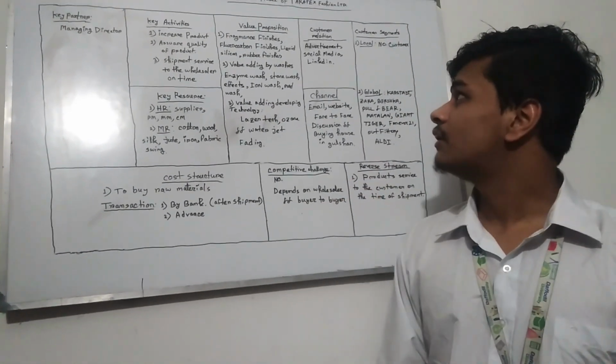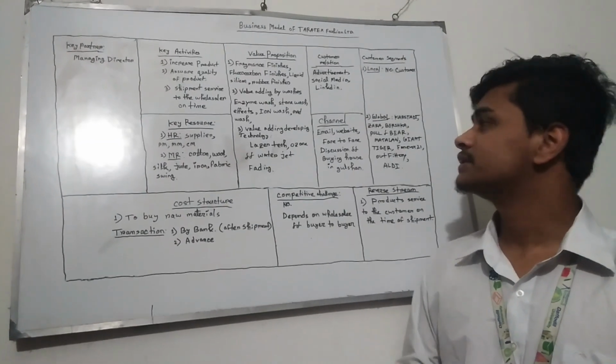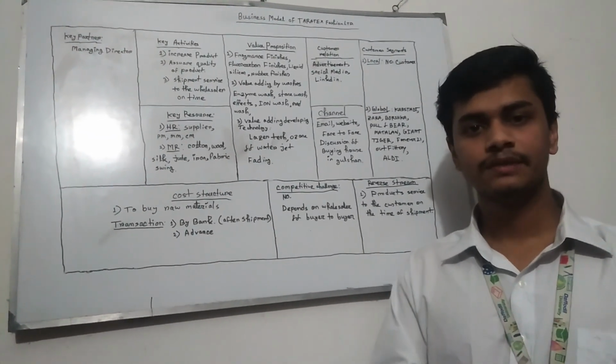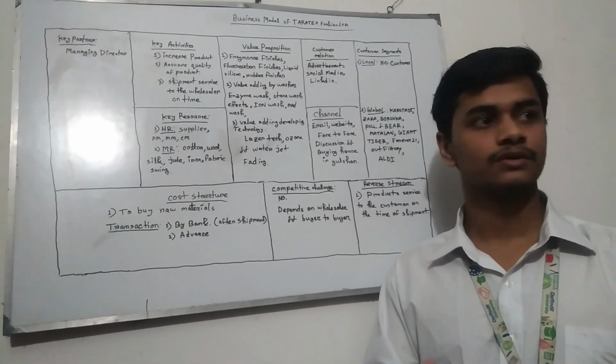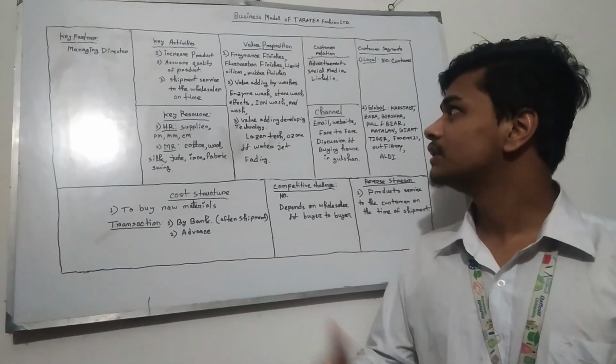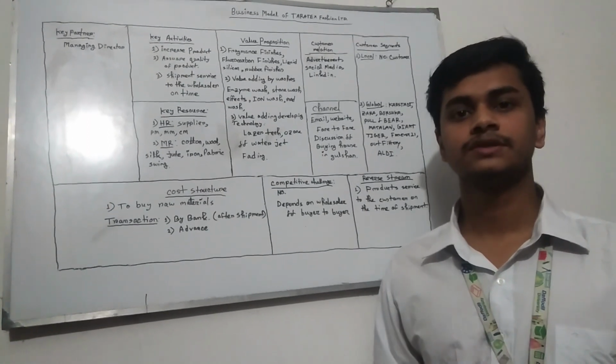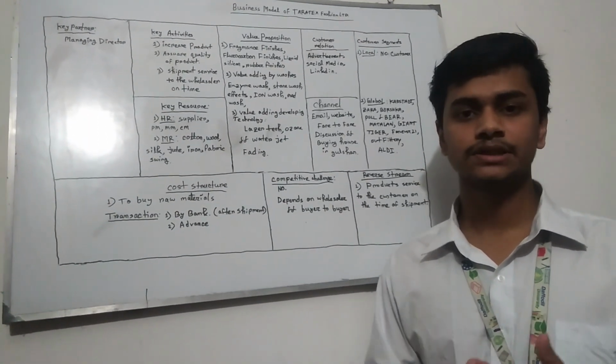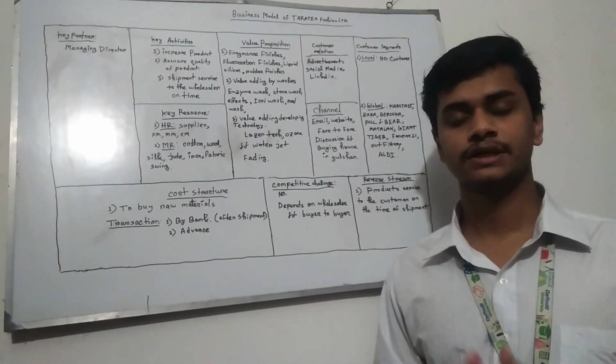So this is all about the business model of Taratex Fashion Limited, which we recently visited, with our group members Abdul Rahman, me and Jahid Hassan. So the next step, I will elaborate the operational information system processing. I will elaborate the processing system by drawing a diagram.